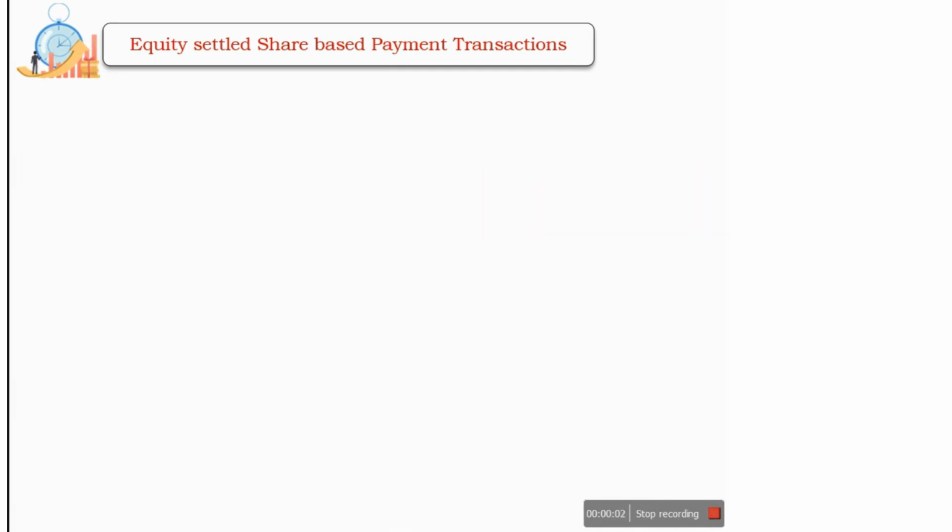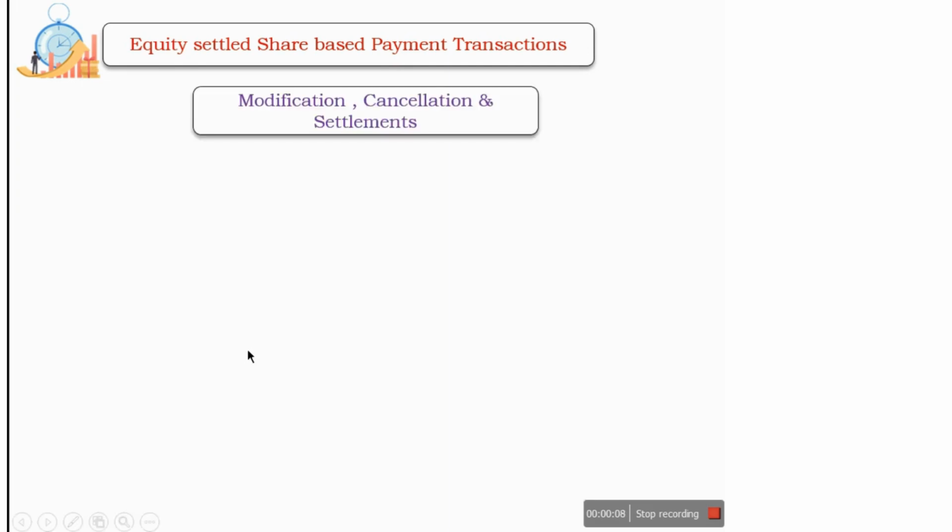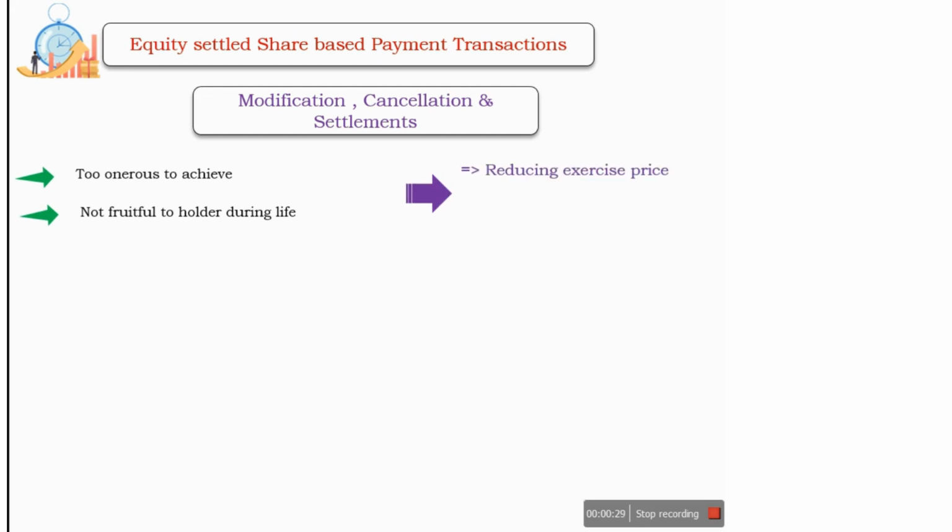Next topic under equity settled share-based payment transactions is modification, cancellation, and settlements. In some cases, the entity modifies the plan because it is too onerous for the holders of the equity to achieve, and it is not going to be fruitful to the holder during its lifetime. In that case, modification is done. Examples of modification may be reducing the exercise price of the instrument, increasing the number of instruments, reducing the vesting period, and eliminating certain conditions that are making it tough to achieve the target.